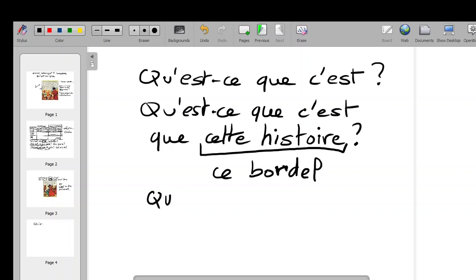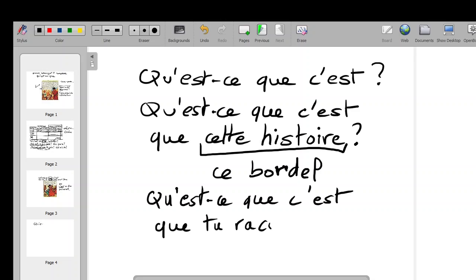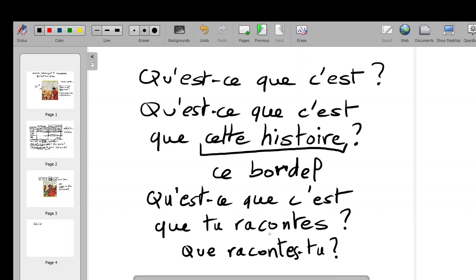Okay, I'll do one more. Qu'est-ce que c'est que tu racontes? What are you saying? Instead of saying que racontes-tu, which basically means the same thing. You can also say qu'est-ce que tu racontes? Que racontes-tu you will hear in spoken French, but not very often. You will see it in written French. But this one you will hear all the time in spoken French, even though it's so many words. Mais qu'est-ce que tu racontes?